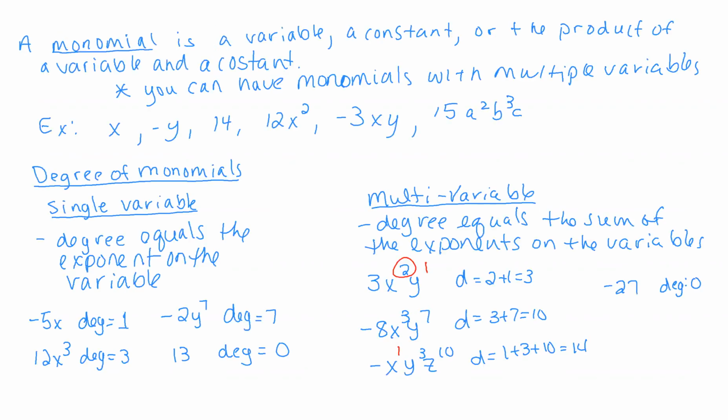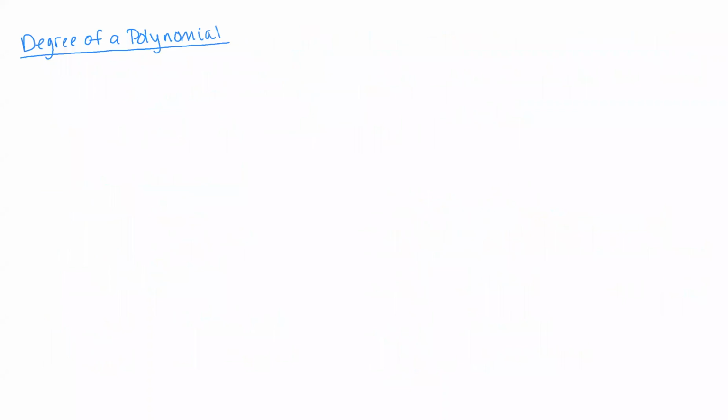Okay, now when you're dealing with degree of a polynomial, you have to understand what we already talked about when we talked about degree of a monomial. So remember, when you're dealing with the degree of a monomial, you have a single variable situation, and the degree is really easy. It's just the exponent on the variable. If you're dealing with a monomial that has multiple variables, you would then look at the sum of the exponents on the variables. So when we're looking at the degree of a polynomial, we basically say the degree.